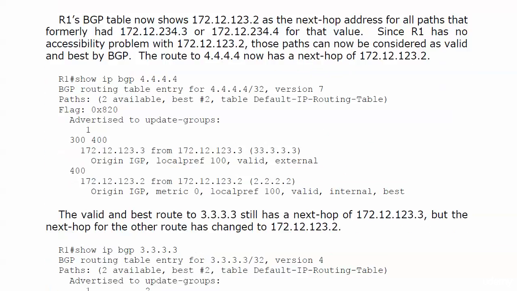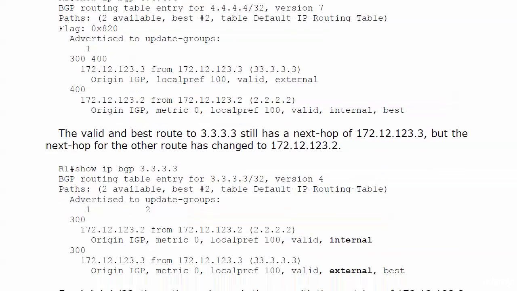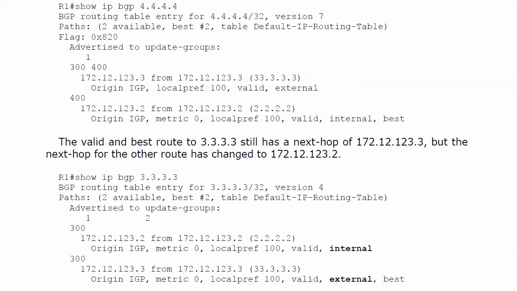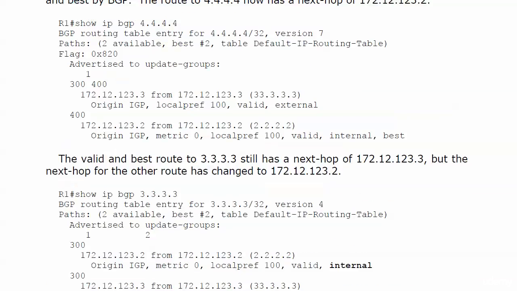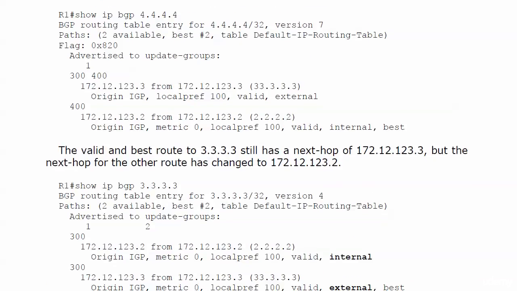And there's the table. And here we go. These are the two tables we just looked at for show IP BGP. Now at the top you see show IP BGP 4.4.4.4. The reason that path is now in use is its AS path is shorter than the other valid path. And you can see that if you look in there, you'll see 300, 400 for the first path, and then 400 for the next one.